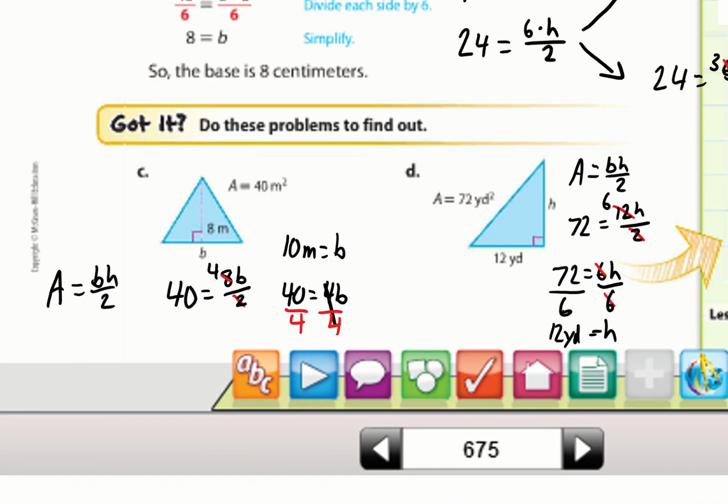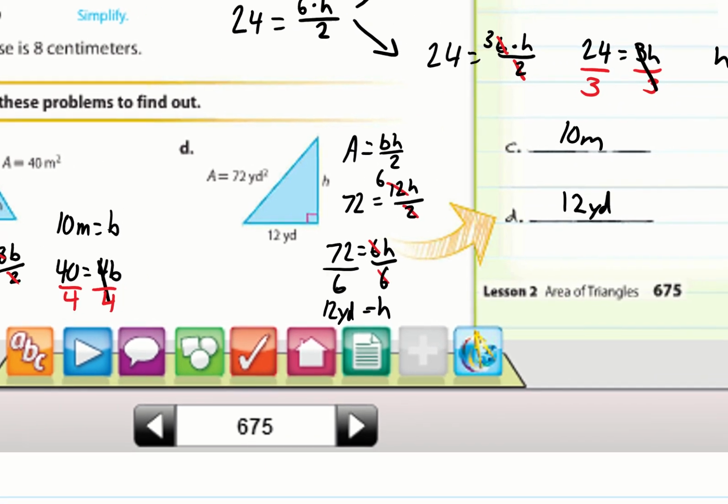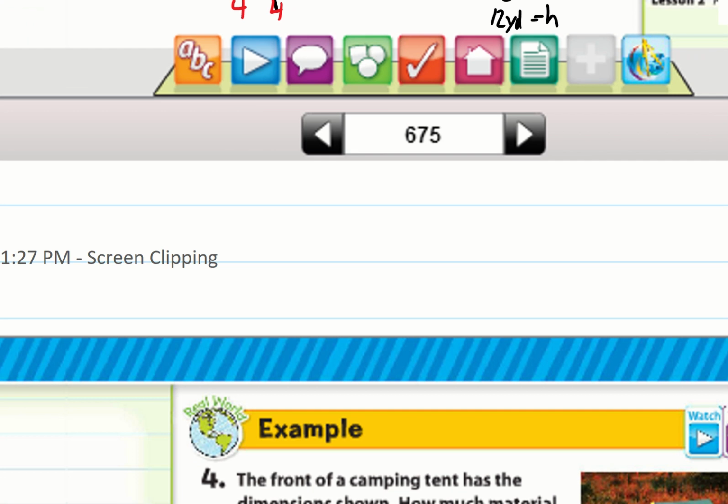Okay, for C, I did use the simplifying method. So if area equals base times height divided by 2, area is 40, height is 8. So I have 8b divided by 2. After I simplify the 2 and the 8, that becomes 40 equals 4b, divide by 4 on each side, and the base is 10 meters. For D, I have area equals base times height divided by 2. Area is 72, base is 12. I simplified my 12 and my 2 and got 6h. So 72 equals 6h, divided by 6 on each side, and I get 12 yards.